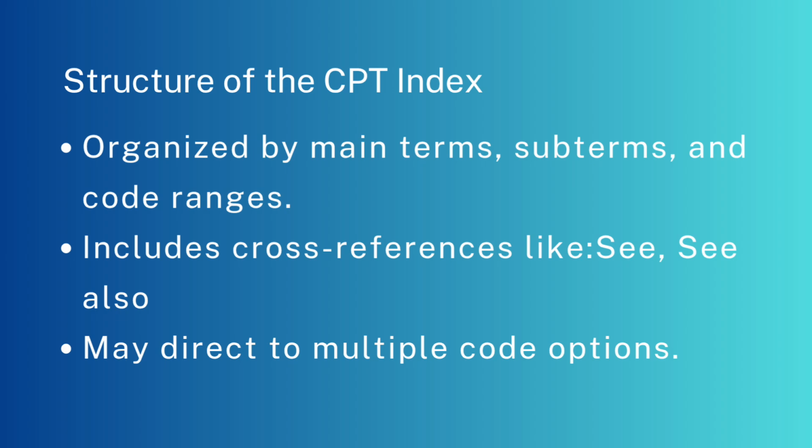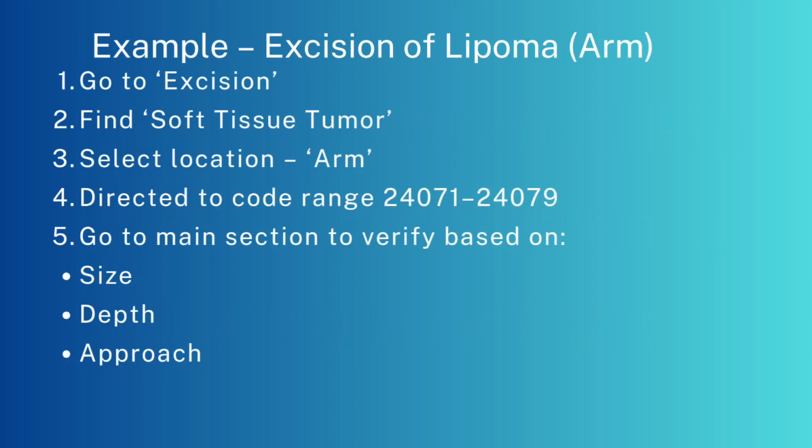Subterms, that provide more detail. Cross-references, such as see also, or see. Each main term can lead to multiple code ranges, which must be verified in the main sections of the CPT book. Let's walk through an example.